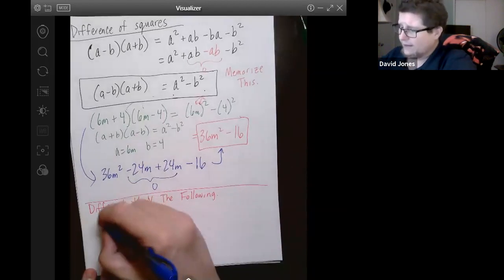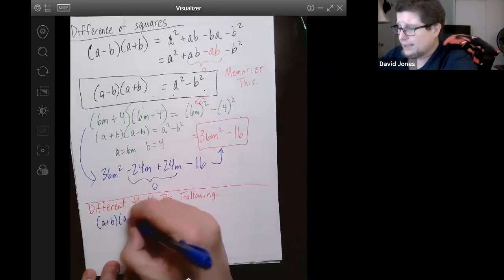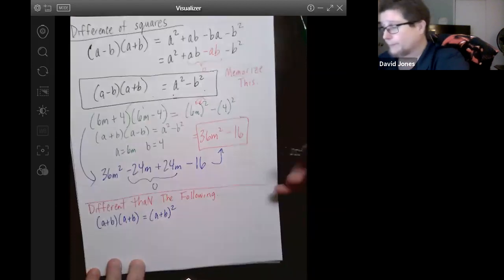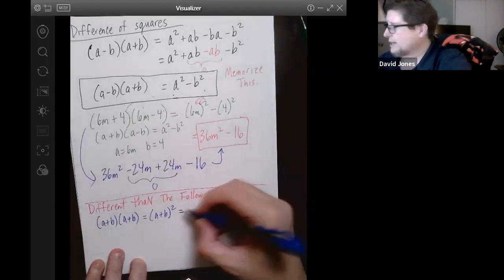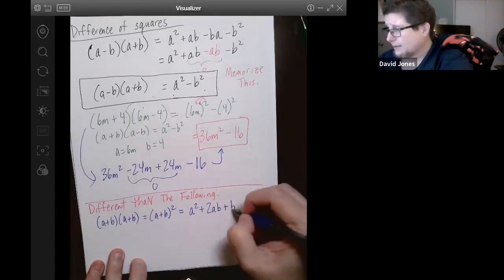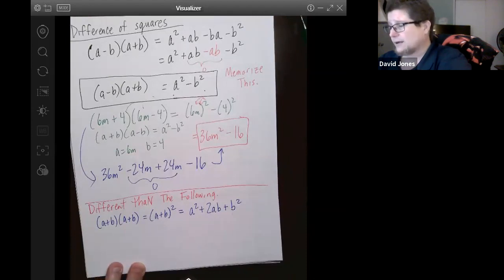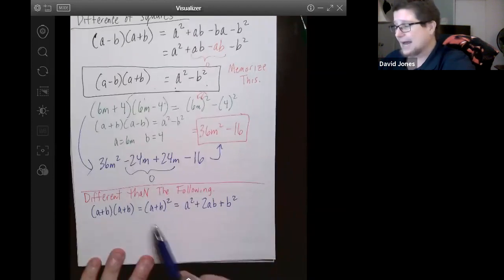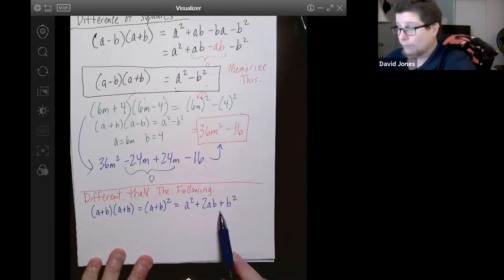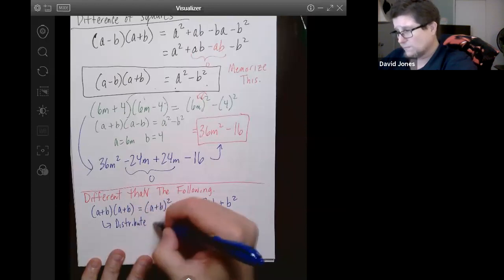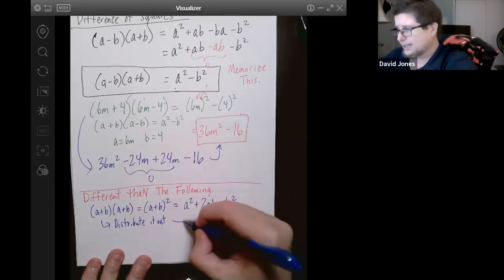If I have a plus b times a plus b, this is really a plus b squared. That's the short form. If I distribute it out and combine like terms, I get that. And that's why I told you when we have the sum of two, when we have things added and we have the square, we don't just distribute the square. There's more to it. Multiply this out, distribute it out, and you'll see you get that.